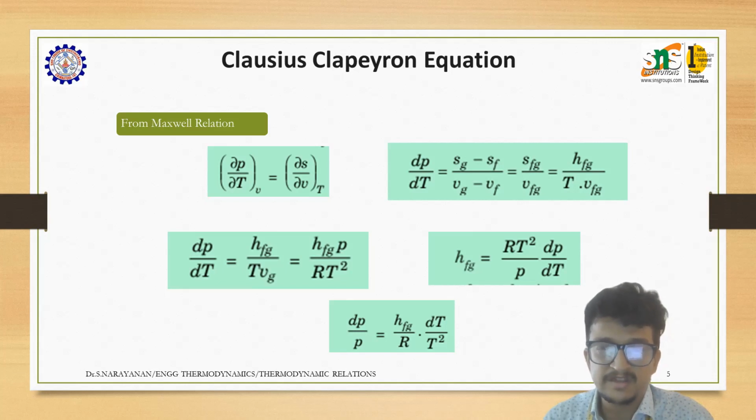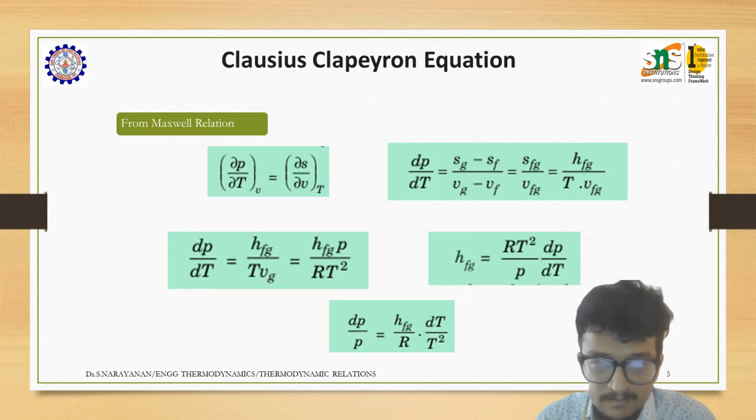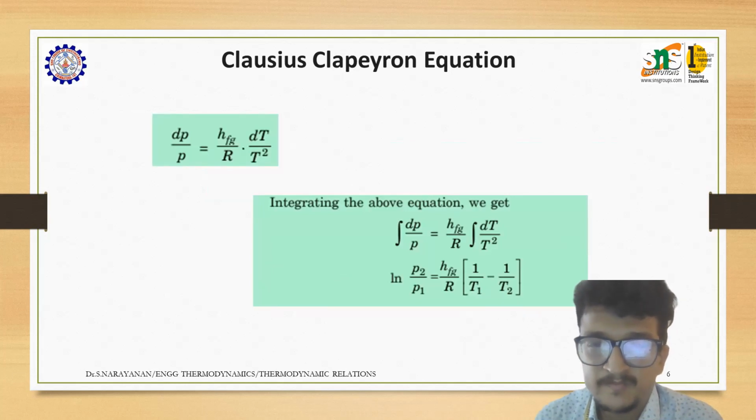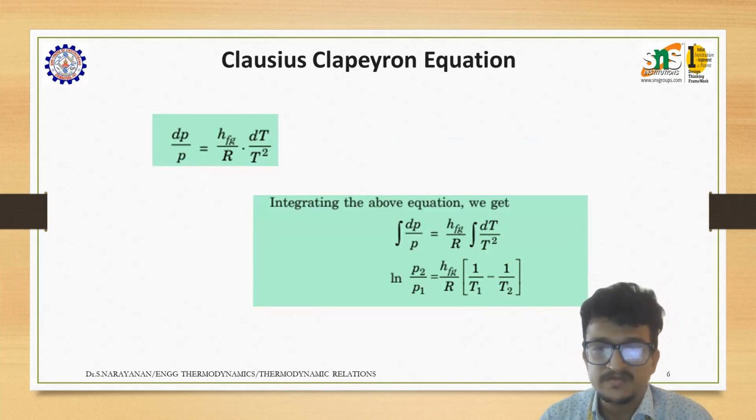Now we again rearrange so that we can integrate. So the T² and T will get cancelled, and we have the pressure terms on one side and temperature terms and constants on the other side. So we are getting dP/P equal to hfg/R into dT/T². Now we are integrating the dP/P terms with respect to P1 to P2. Similarly, hfg/R is constant, so it is taken out of the integration of dT/T².